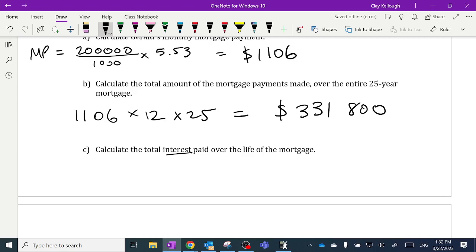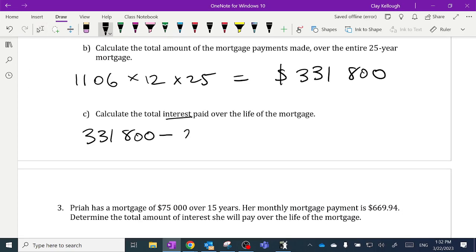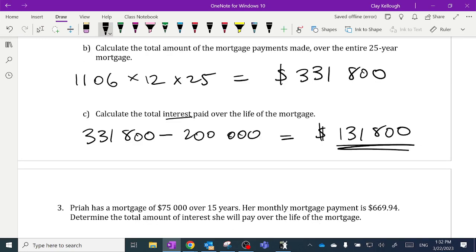How do I figure out how much interest I've paid? Well, think about it. I paid $331,800 in payments, and I only borrowed $200,000. So it's just a simple subtract for this question. So that's probably only going to be another 1-mark question maybe. And that's the answer you should have got.